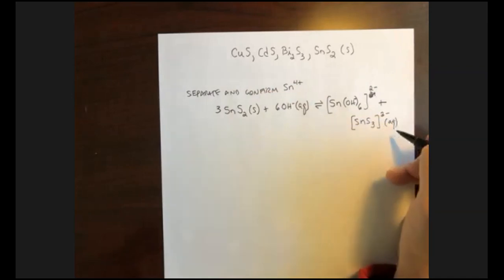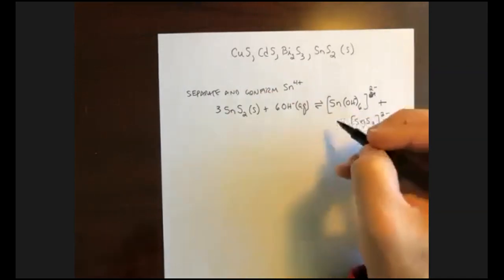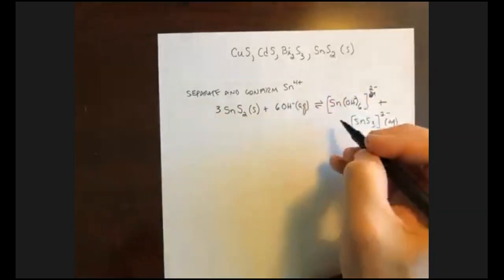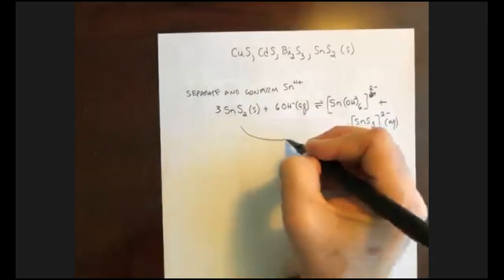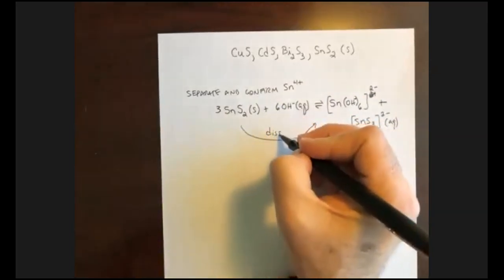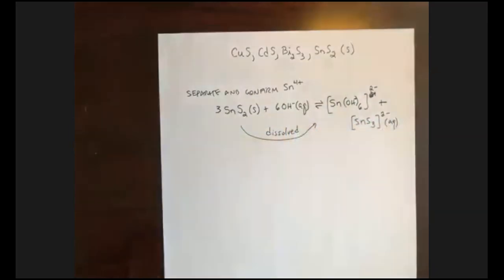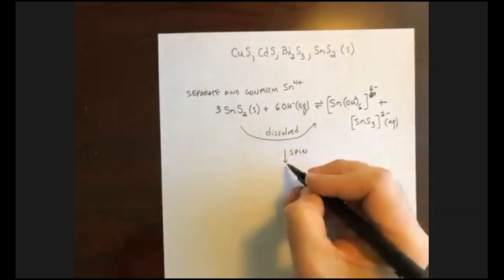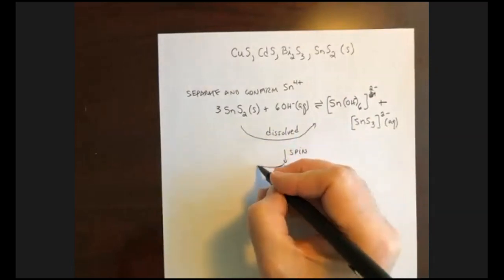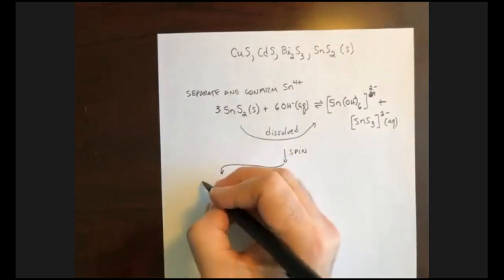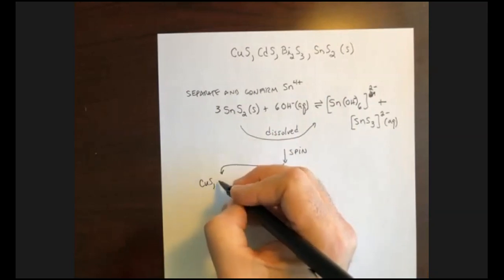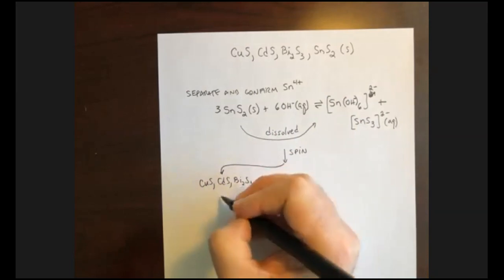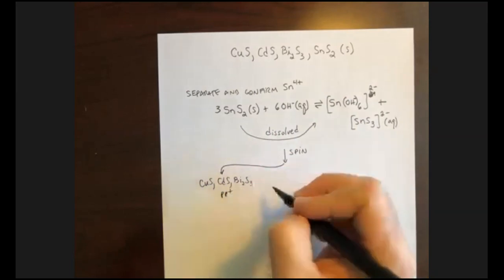But what's significant is that in essence, at this point, if you add KOH, you've essentially dissolved the tin sulfide. And so if you now respin this mixture, you are going to have a residue that still has the copper sulfide, the cadmium sulfide, and the bismuth sulfide in your precipitate.